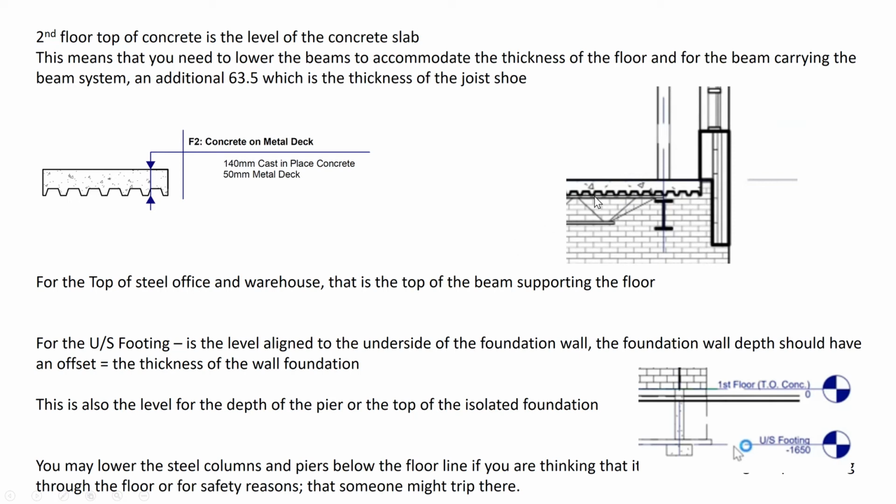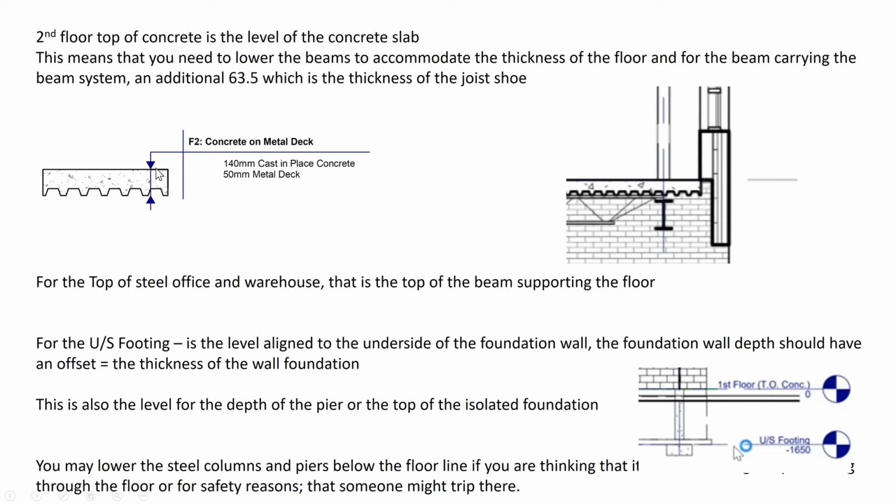So for our second floor, adding the floor here means we need to actually lower our beam and beam systems by the thickness of the floor. So we have here F2, concrete on metal deck, the height of which is 140 mm. That includes the 50 mm metal deck. If you notice here, the dimension line covers the entire floor thickness. So an additional 140 mm is needed.